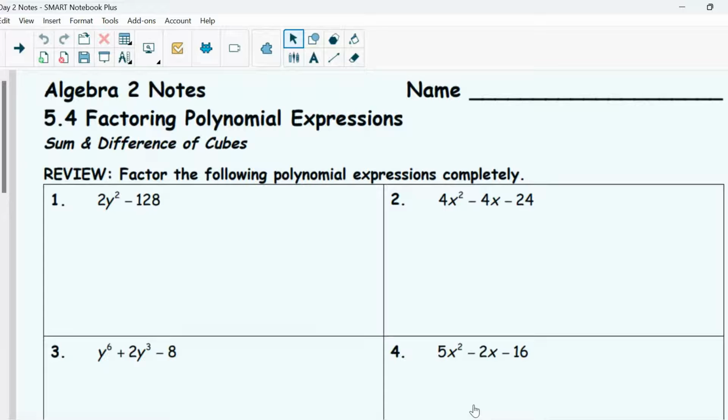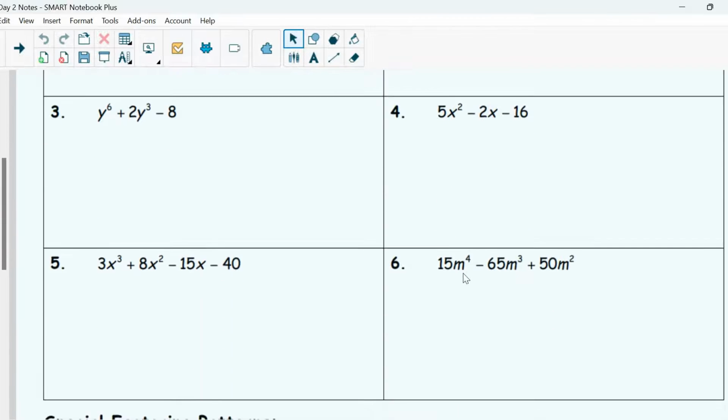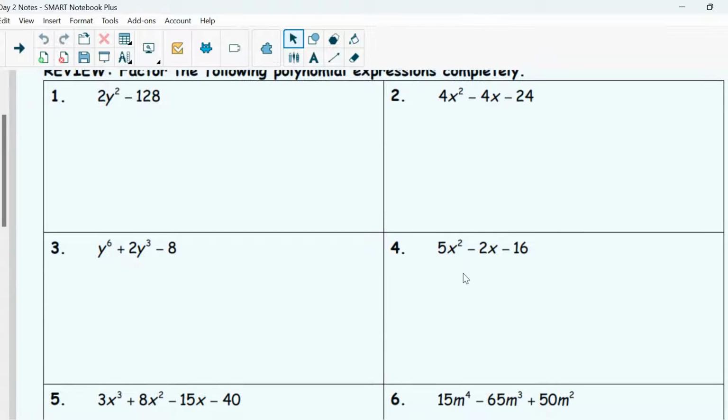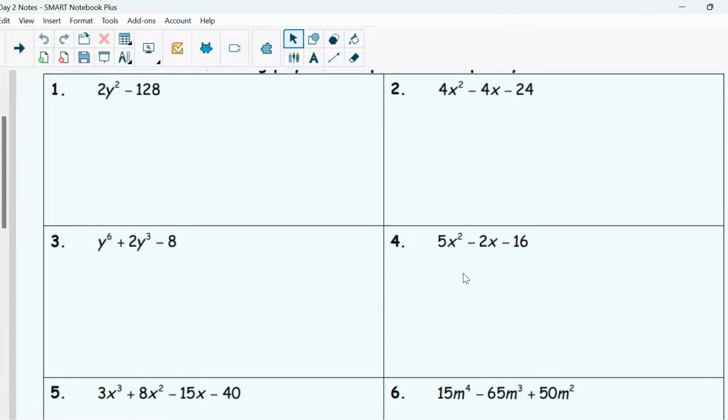Continuing with factoring polynomial expressions. So in this lesson, the first 6 questions here are just review of factoring polynomial expressions. Okay, I'm going to skip these in the note video. Please try a couple of these on your own.